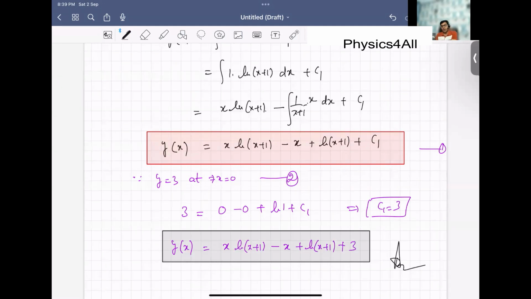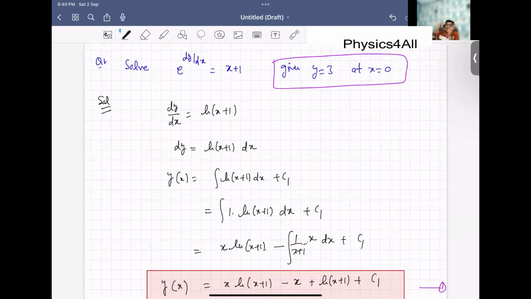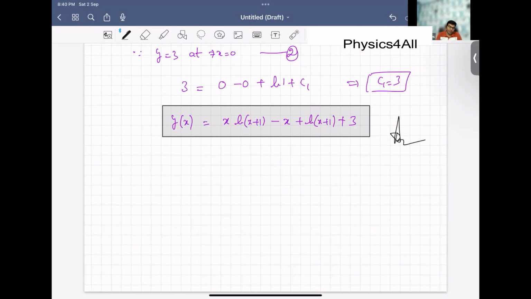Okay, that's the answer. So as I said, this particular method is very simple but very powerful. You see, you had exponential dy by dx in the exponential, but you could solve it simply by separation of variables. So very powerful method. Though, let me give you another question, which will further tell you the power of this method.